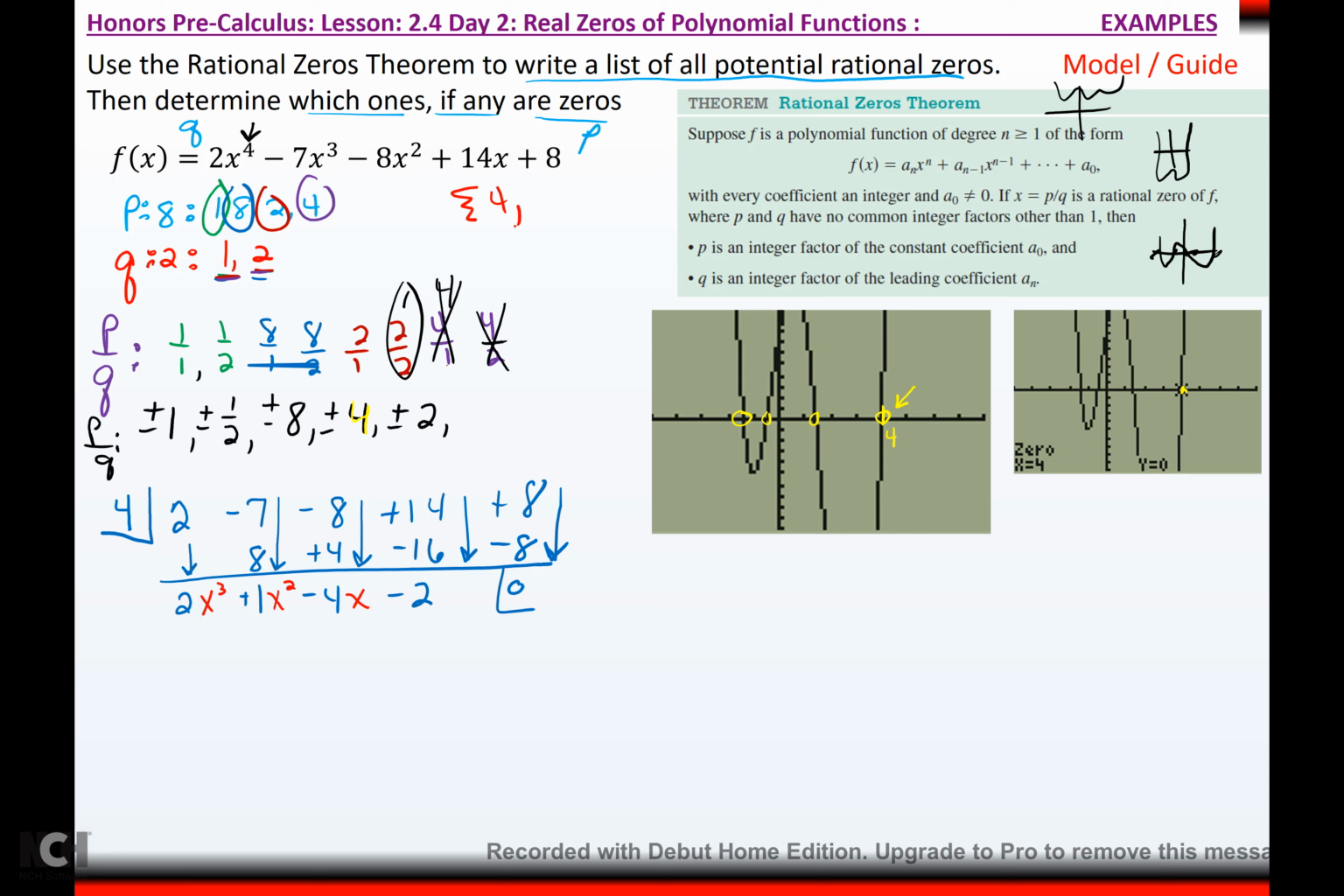Now I've got to look for another one. Well, this one I'm not real sure about. It doesn't look perfectly halfway in between. Neither does this one. But that one, because I noticed this fraction right here.